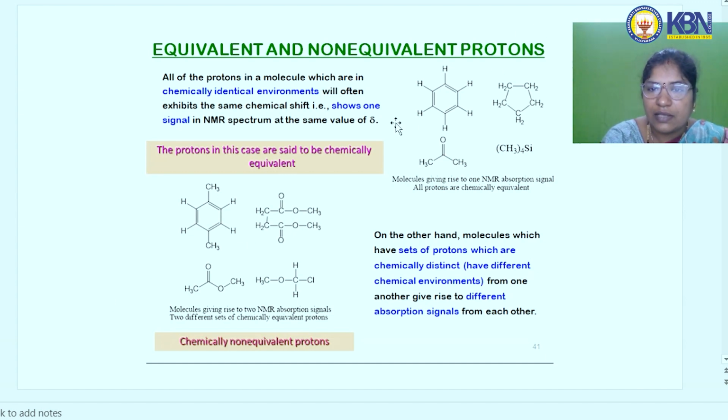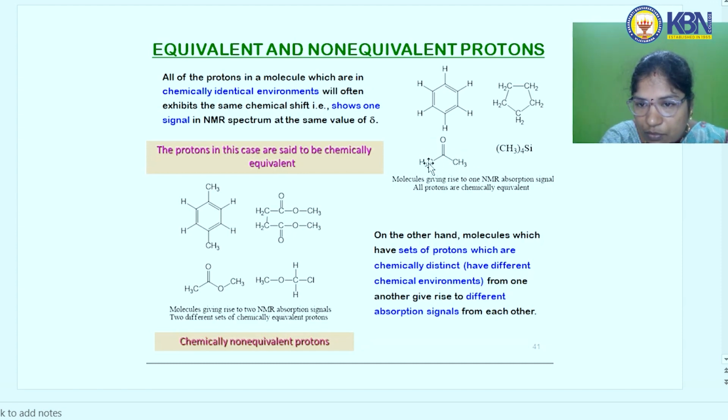This is a simple example of equivalent and non-equivalent protons. In benzene, all the protons are attached to carbons, so these six protons are in the same chemical environment. Also in cyclopentane, these CH2 protons are in the same chemical environment. These are said to be equivalent protons. In simple acetone, these six protons are in the same chemical environment. The CH3 protons are attached to the carbonyl group, and the other CH3 protons are also attached to the carbonyl group.